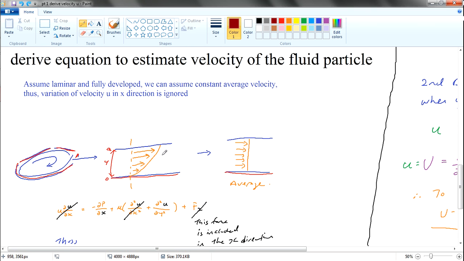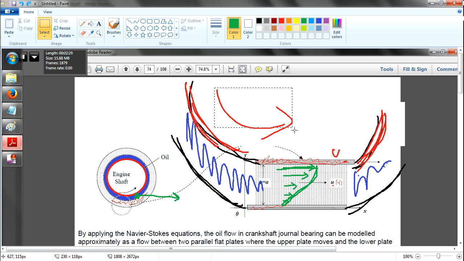And so now we derive an equation to estimate the velocity of the fluid particle. So you assume that it is laminar and therefore fully developed. Fully developed means, let's go back to this graph. It is not a very nice graph, but okay. So this is the rotating shaft. I might not draw it in a very nice manner.